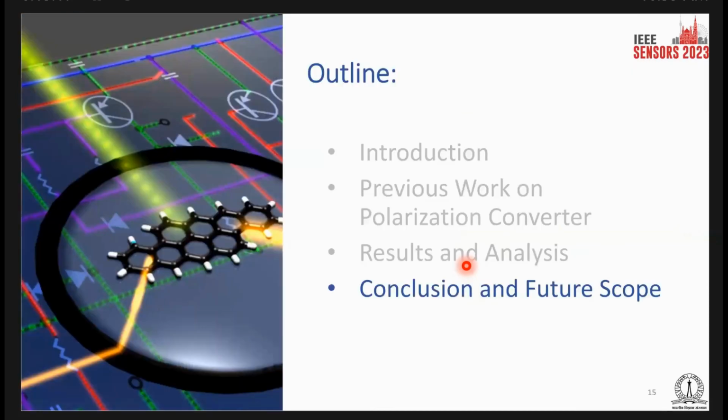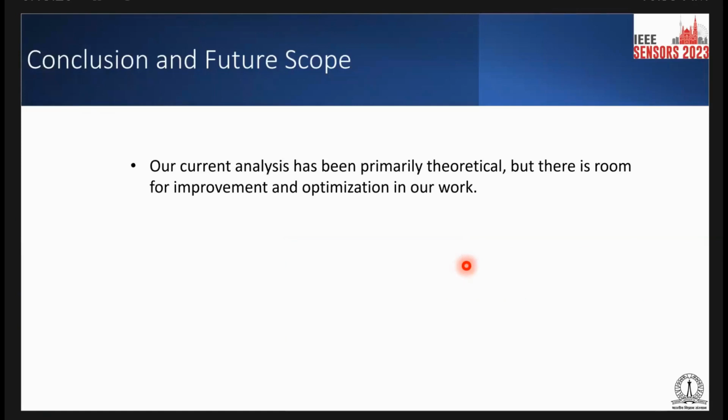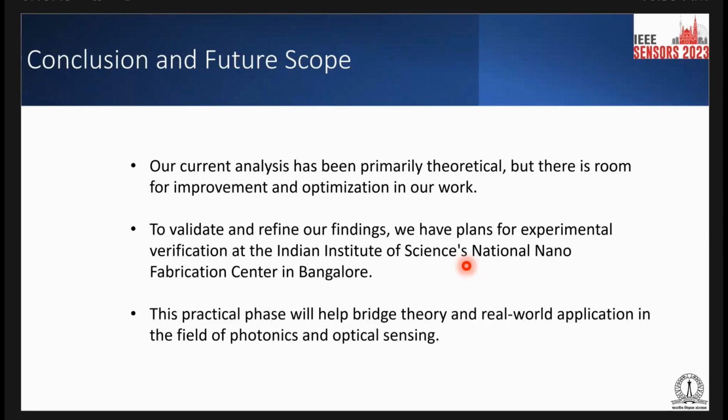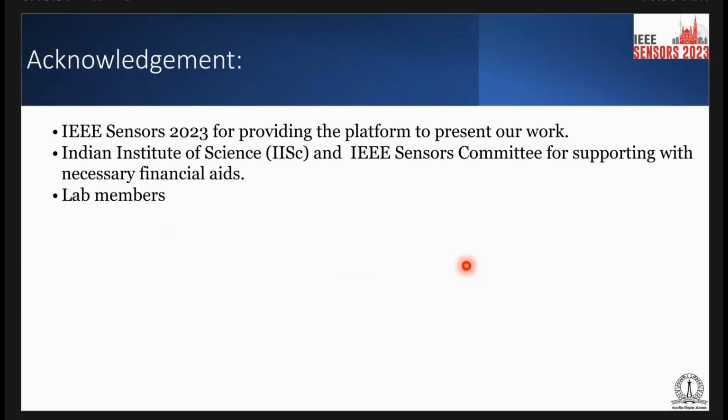And this is the conclusion and future scope. So till now what we have done is primarily theoretical analysis, and there is always certain room for optimization and improvement. To validate our findings, we plan to do experimental verification and fabrication at our Center of Nanoscience and Nano Fabrication Center in Bangalore. Hopefully then we can validate the results with experiments.